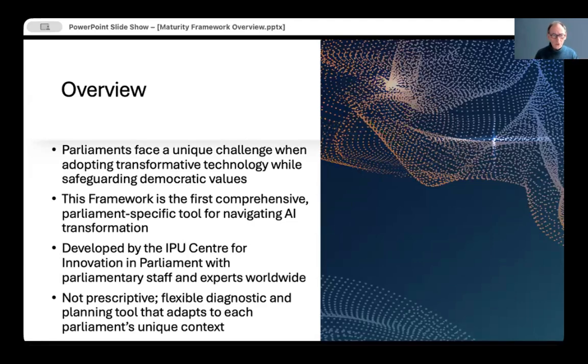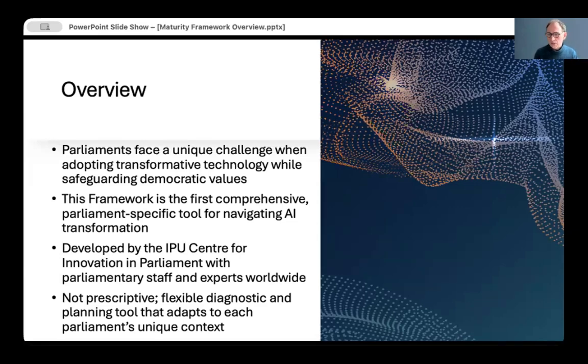So we wanted to come up with something that built on the AI guidelines. The guidelines tell you what to do, but what we want is a way of saying, how do you do it? How do you actually approach AI? And how do you figure out where you are on the journey, which is actually, as we'll see through the presentation, really important. So the framework is the first comprehensive Parliament-specific tool for navigating AI transformation. I think that's really important.